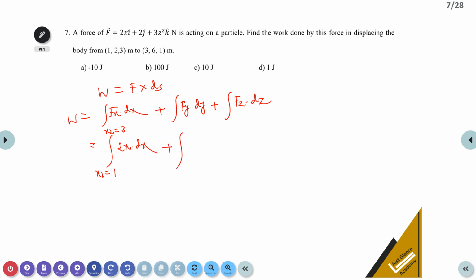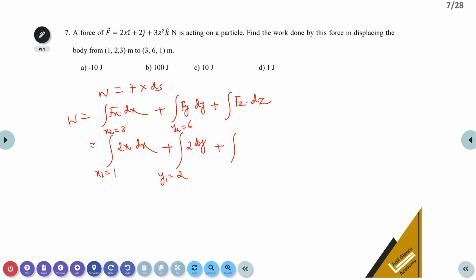Plus, next one, the y component. This is 2 dy. Don't write i, j, k. Next, y1 and y2. Here y1 equal to 2 and y2 equal to 6. Okay. Plus.